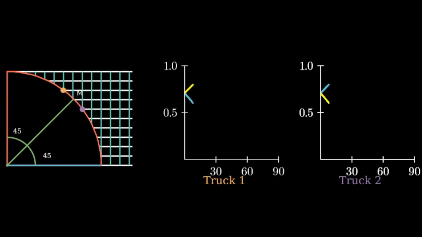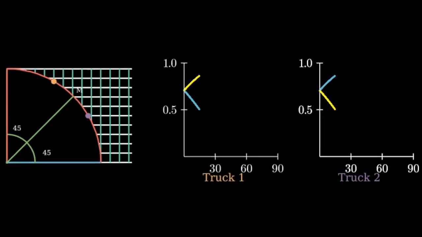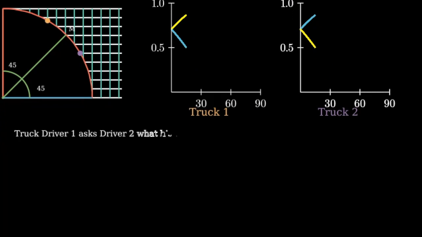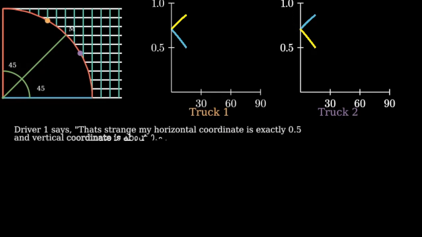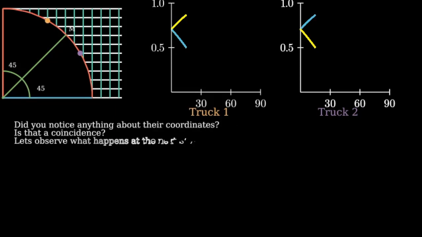The yellow line represents the vertical coordinate of each of the trucks, and the blue line, the horizontal coordinate of each of the trucks. At the first break, truck driver 1 asked driver 2 what his location is, and driver 2 says, my horizontal coordinate is about 0.86 and vertical coordinate is exactly 0.5. Driver 1 says, that's strange. My horizontal coordinate is exactly 0.5 and vertical coordinate is about 0.86.